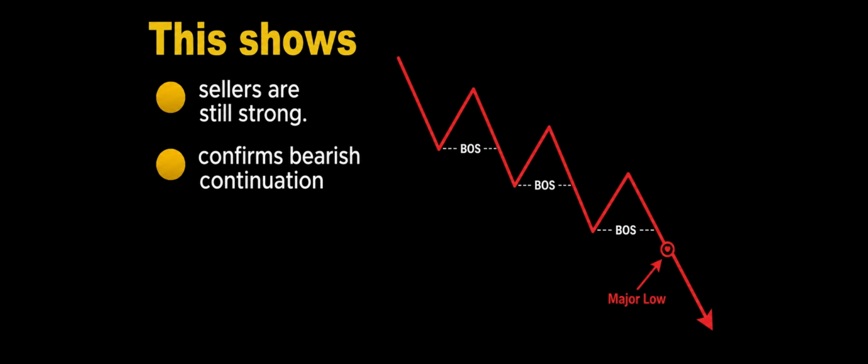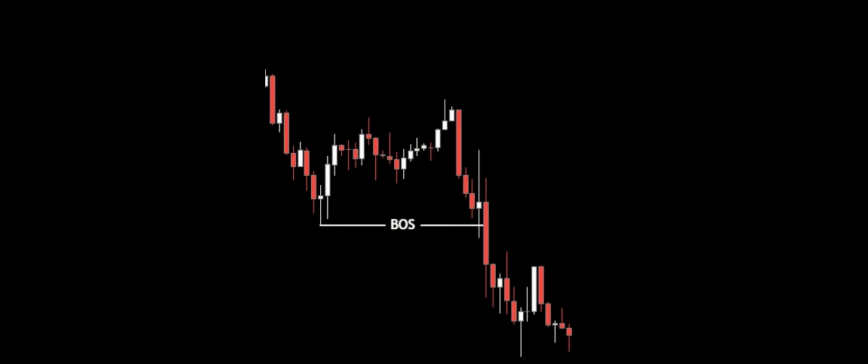In a bearish market, a break of structure happens when price breaks below a previous major low. This shows sellers are still strong. It confirms bearish continuation. For example, price creates a low. Then price pulls back and creates a high. Then price drops and breaks below the previous low. That is a break of structure to the downside.